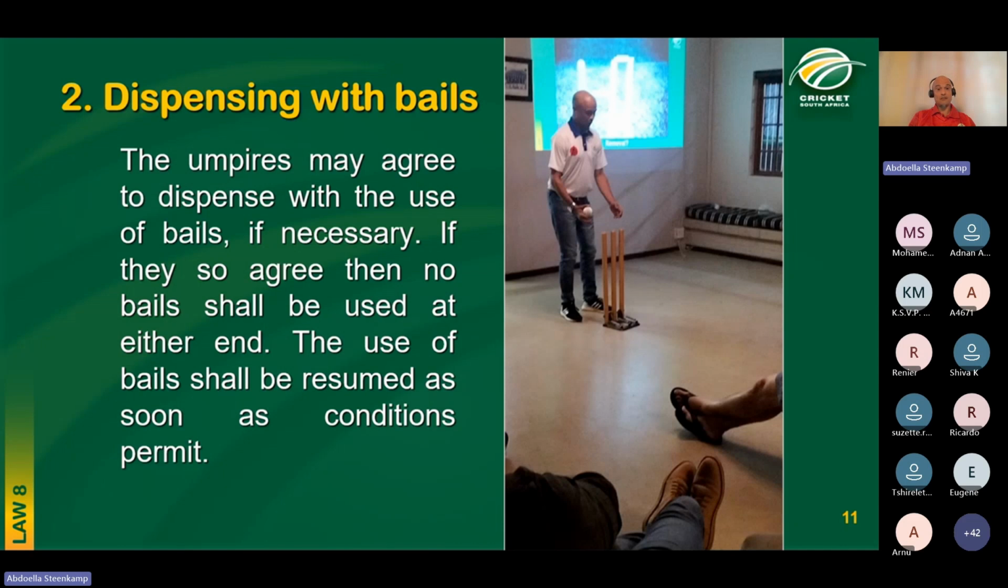So now the umpires have decided to remove the bails, or dispense with the bails, due to high winds. They took off the bails and put them in their pocket. Hopefully the wind will die down a bit later on for them to put them back. But now there are no bails on both ends. So in terms of putting the wicket down, how do you now put the wicket down?